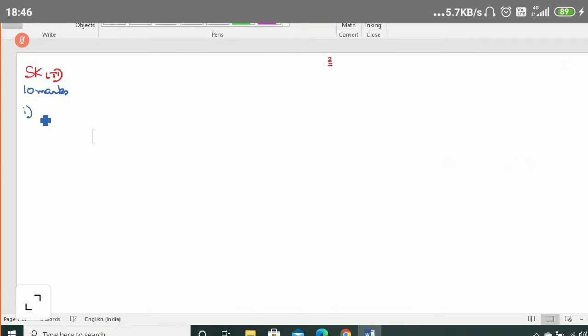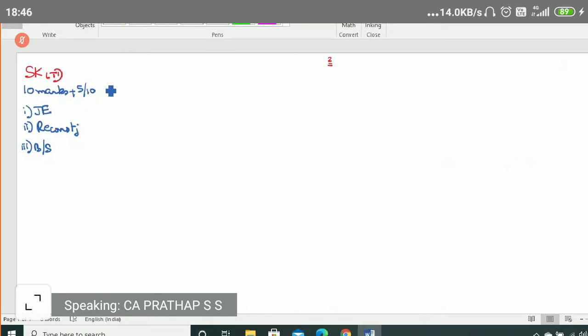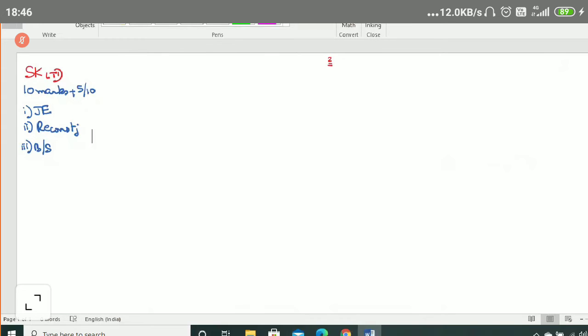Step 1, leave place for journal entry. Step 2, open reconstruction account. Step 3, balance sheet. Balance sheet means this will become either 5 or 10 marks more. So first let us open the journal entry. Simultaneously you have to do it, then only it will work. You open the journal entry, you post it in reconstruction, and you update the balance sheet.